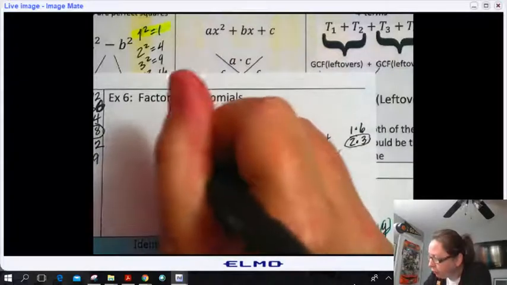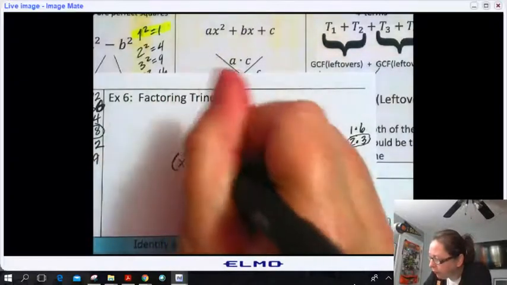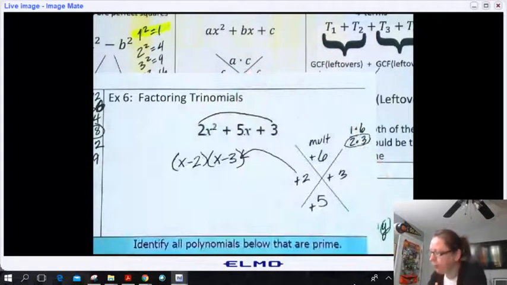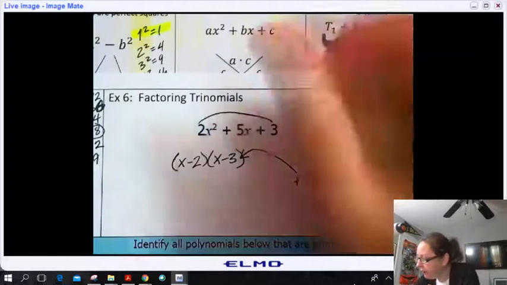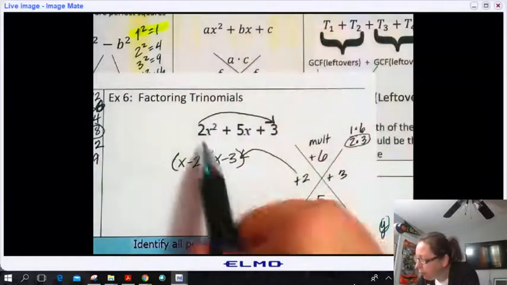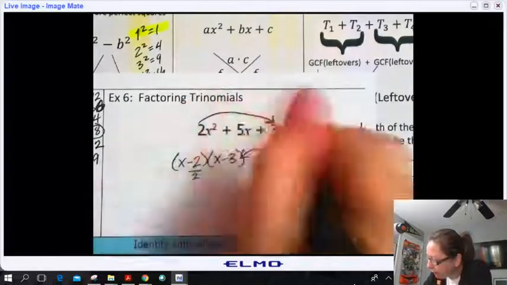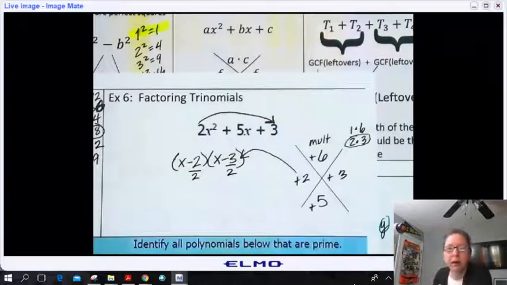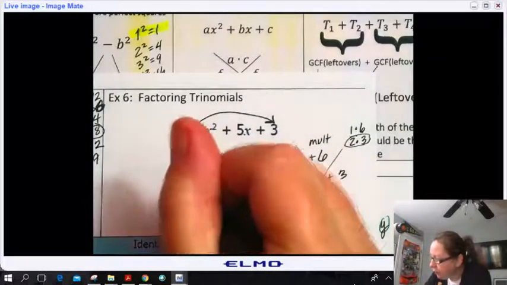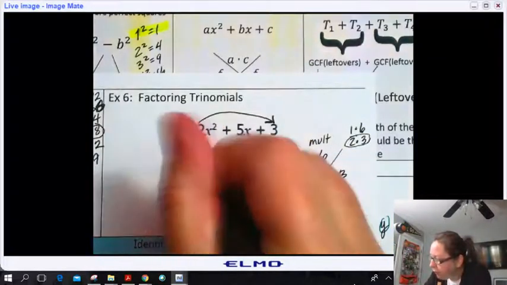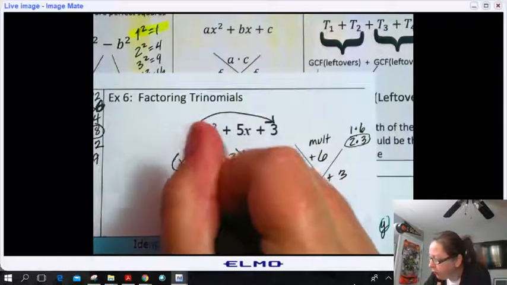X minus 2, x minus 3. And then because I multiplied by the A, I need to divide everything by the A. And so in this case, I can go ahead and simplify these now. -2 divided by 2 is 1.